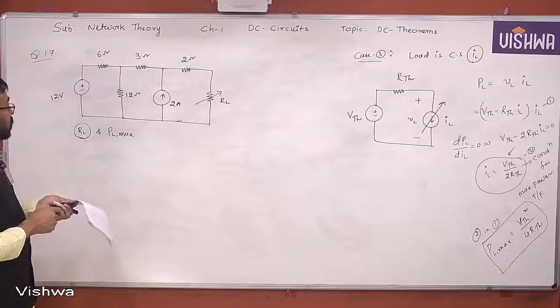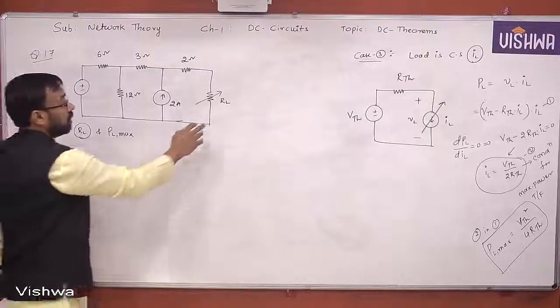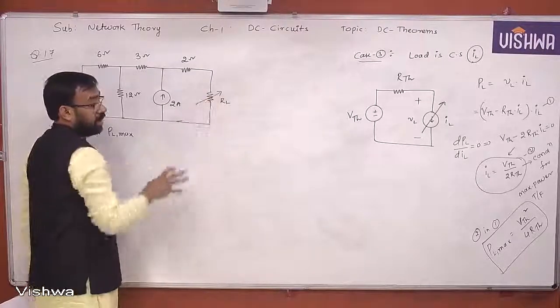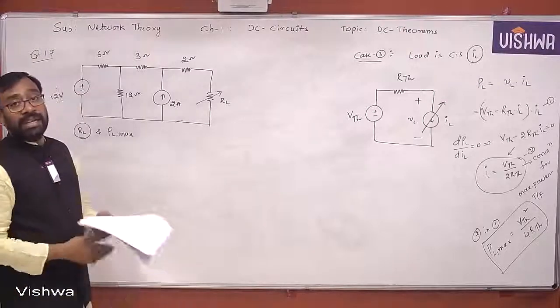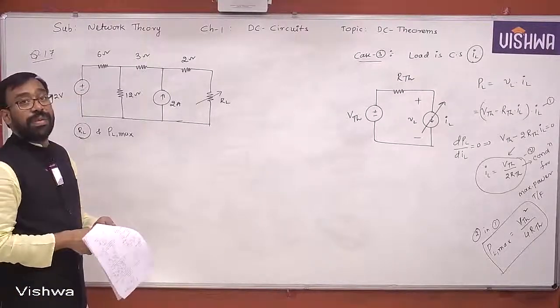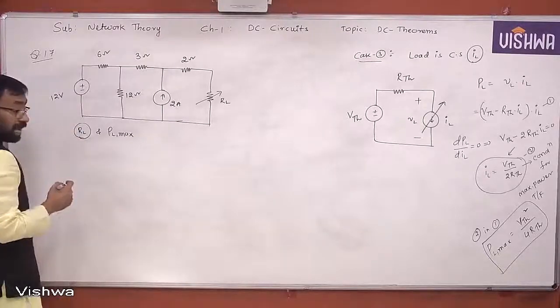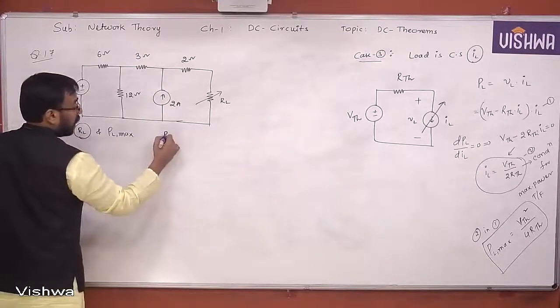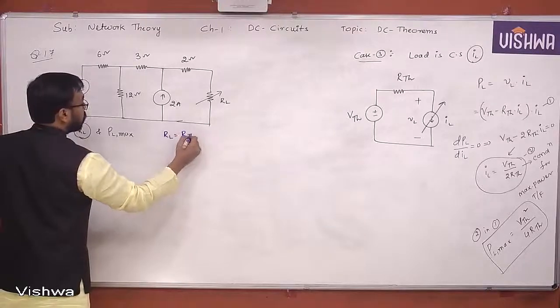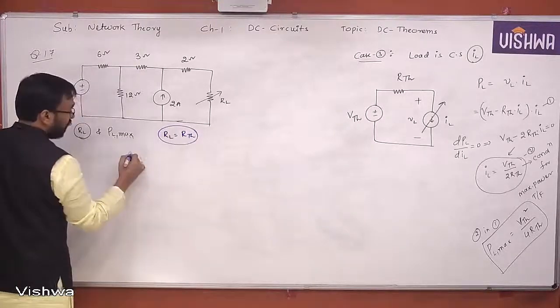Anyway, for the maximum power transfer condition, when the load is a resistive element and it is variable, you have a formula directly that RL is equal to RTH is the condition for maximum power transfer. Yes or no? Okay. What is the condition for maximum power transfer? RL must be equal to RTH. What is the RTH value here in this case?